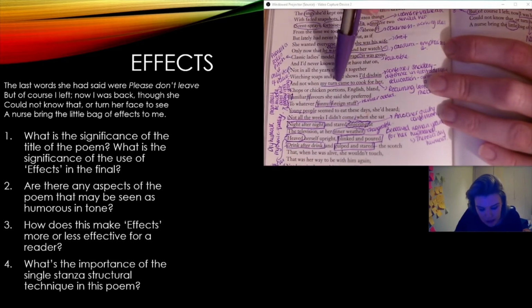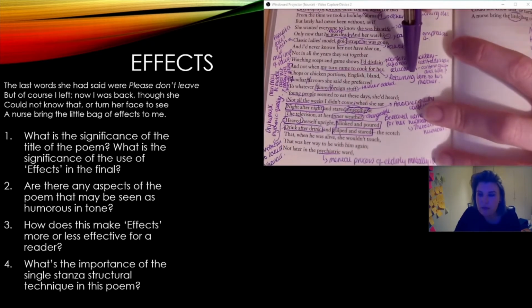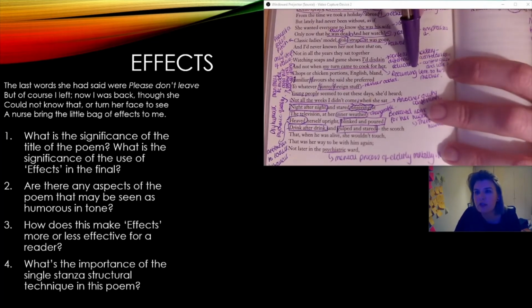And not when my turn came to cook for her. So there's almost a role reversal here. It's almost like returning back to the mother's love at the beginning. Cooking was obviously significant to her. It was how she expressed love for her children, and that now has been flipped around, and it's him expressing his love for her by caring for her in that same way that she cared for him.